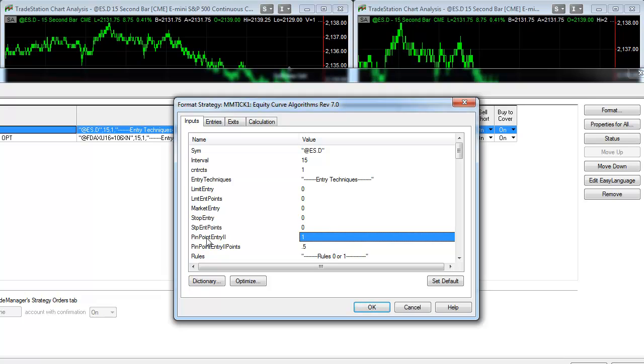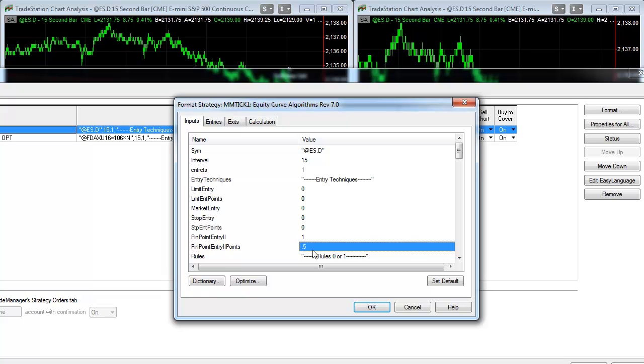Now the pinpoint entry waits for the algorithm rules to be true, but it also looks at the price of the original strategy on the left, the entry price. So if the entry price was, say, 21.36, then it's requiring us to get in at 21.36 minus 0.5 for longs, or 21.36 plus 0.5 for shorts.